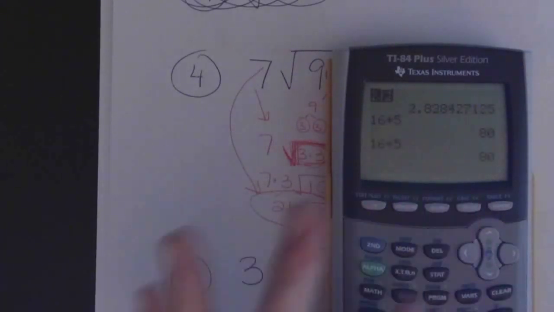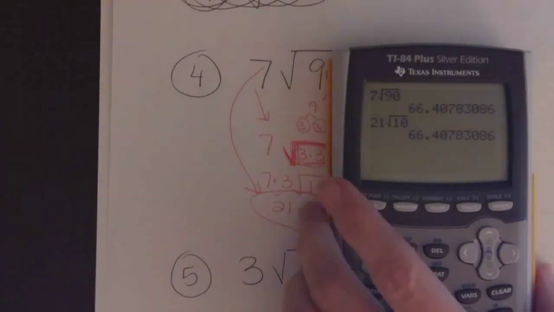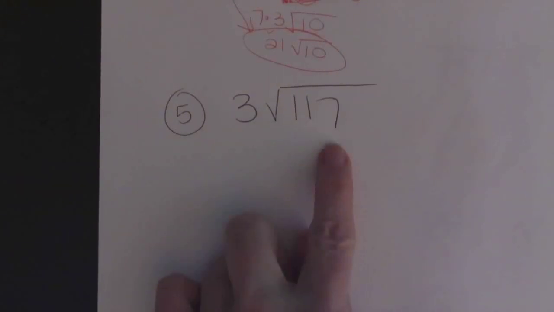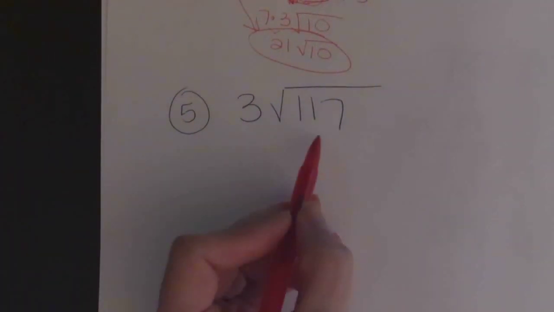This is the simplified version of the original. And you can see that they're equal, because if I type in 7 root 90, whoa, wait a minute, 7 root 90 is 66.408. And then if I type in 21 root 10, I get the exact same thing. Okay, so then I just had one more.